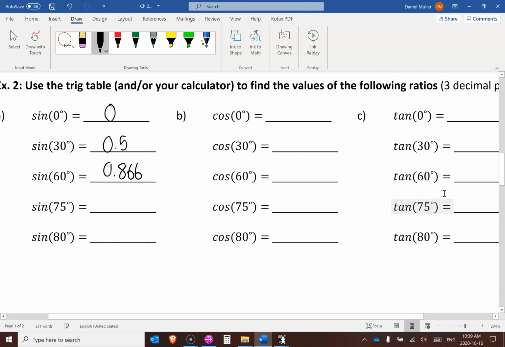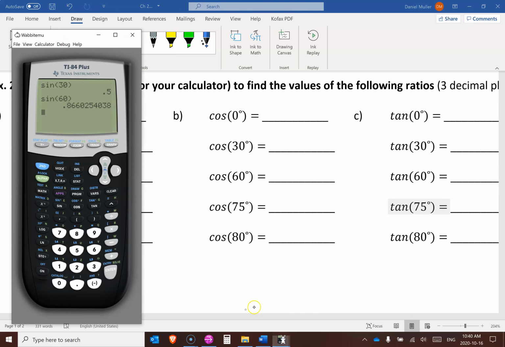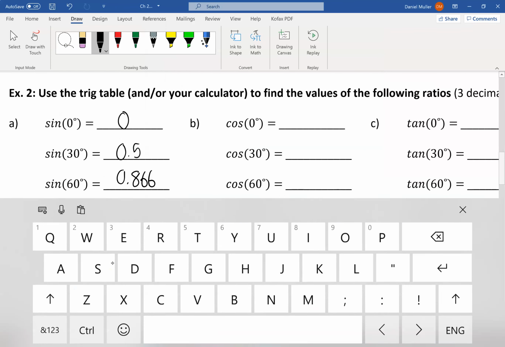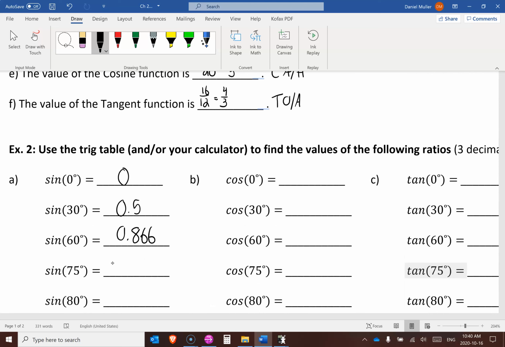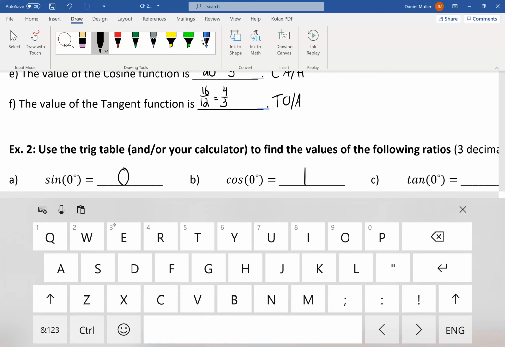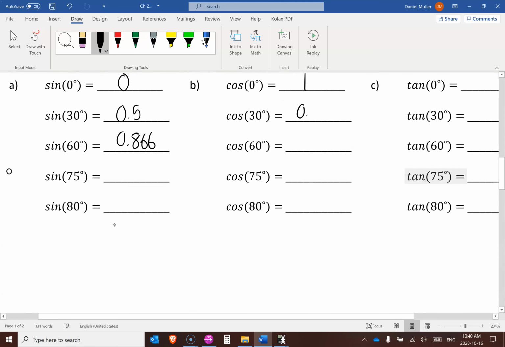So I'll show you here cosine. It's just a different button. This is all just plugging in things in your calculator here. So you hit the cosine button, and then you can hit 0, 1. Okay, so cos of 0 is 1. Cos of 30 and cos of 60. So cos of 30, 0.866. Oh, there's that number again. And cos of 60, 0.5. So 0.866 and 0.5.